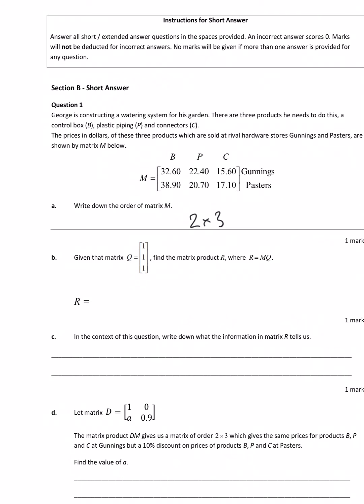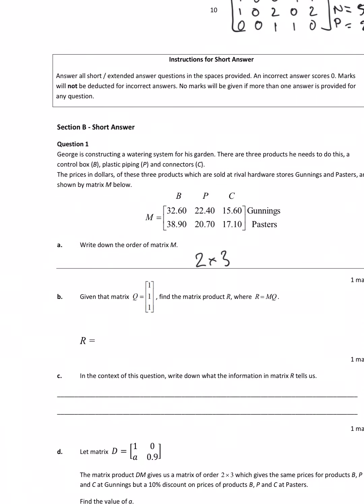Okay, so just making sure you do it in this order. Do M times Q in your calculator. Okay, and that should give you a 2 by 1, which is 70.6 and 76.7. Okay, where that is Gunnings and Pastors.